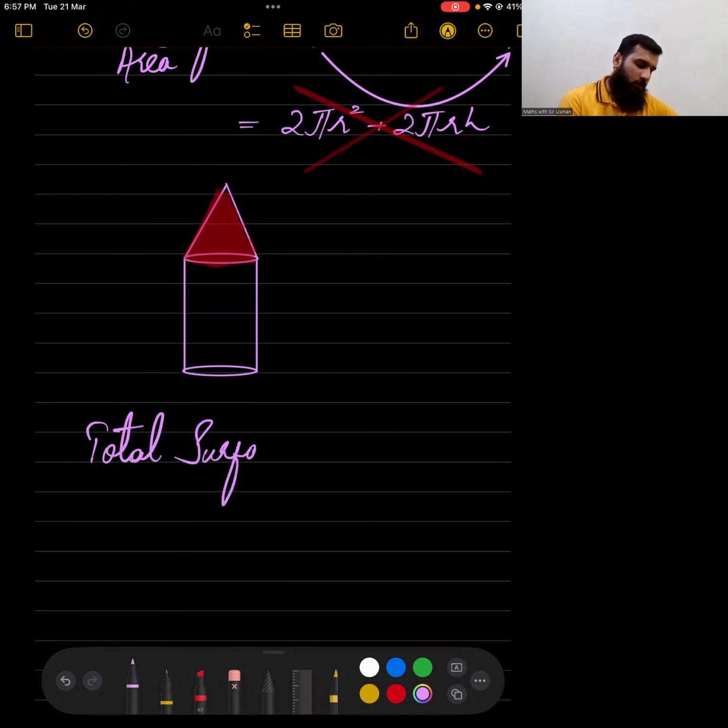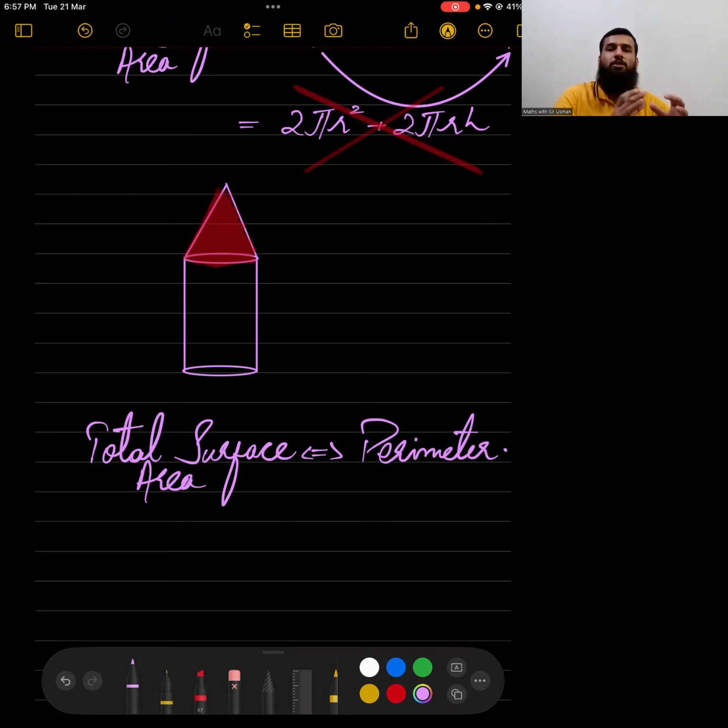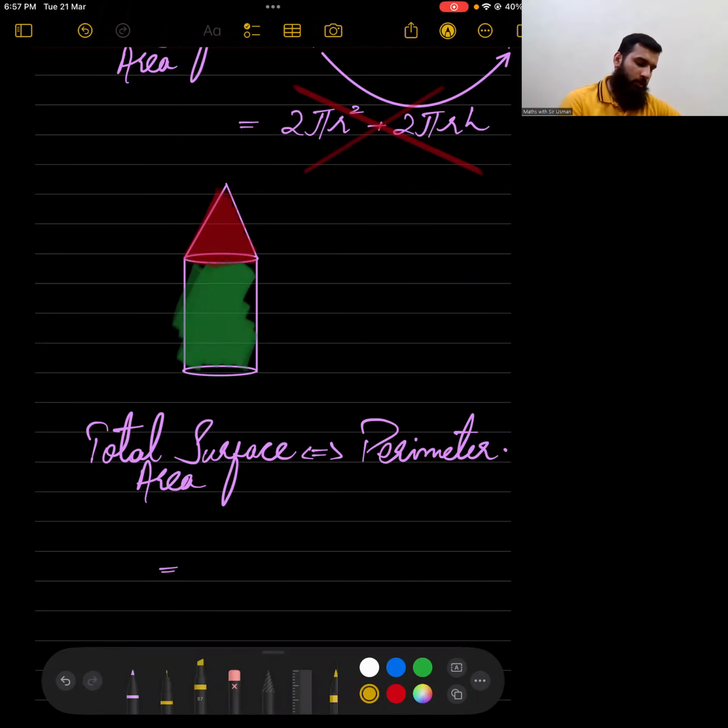Total surface area is just like the perimeter and would be the total touchable region. So wherever I could touch the shape would come into the total surface area. And now over here, we have the top face covered with the cone. So what we are going to do is consider this curved region and this bottom circle only as the touchable region.